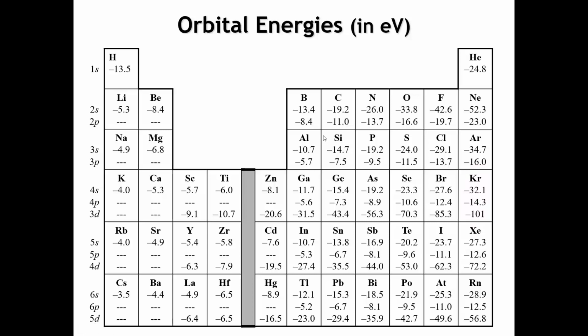We can also see a similar trend if we look at the energies of the s and the p orbitals. Let's come up here to boron. The 2s orbitals, which we know should be lower in energy, are about 5 electron volts lower in energy than the 2p orbitals. But that gap keeps getting bigger and bigger, and by the time we get to fluorine, the gap is something like 23 electron volts. And that's going to influence the way these elements bond to other elements.